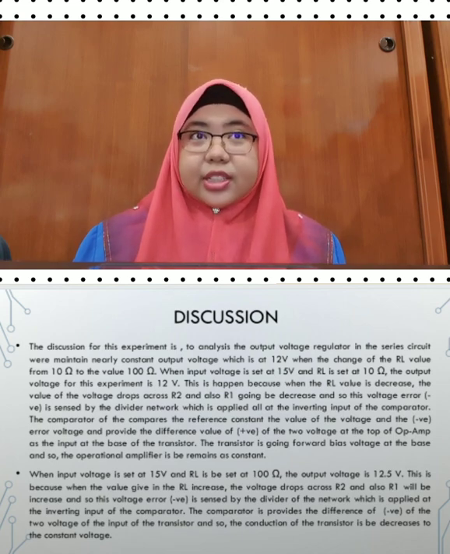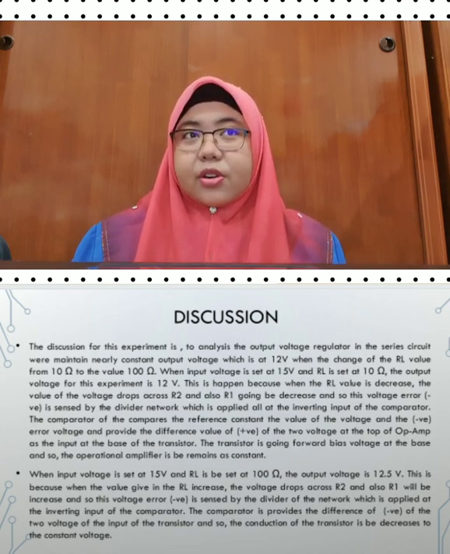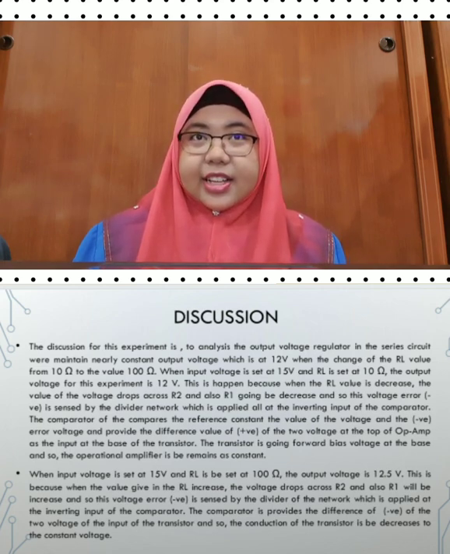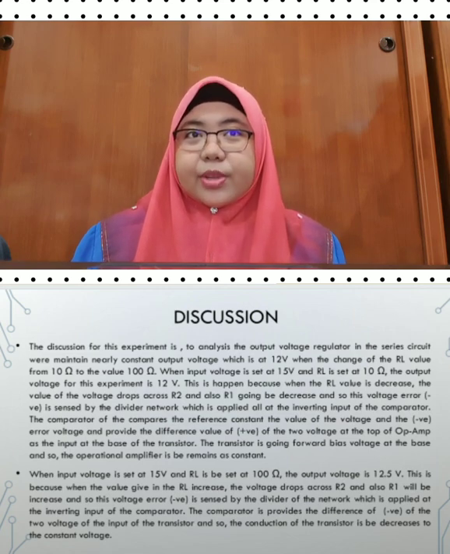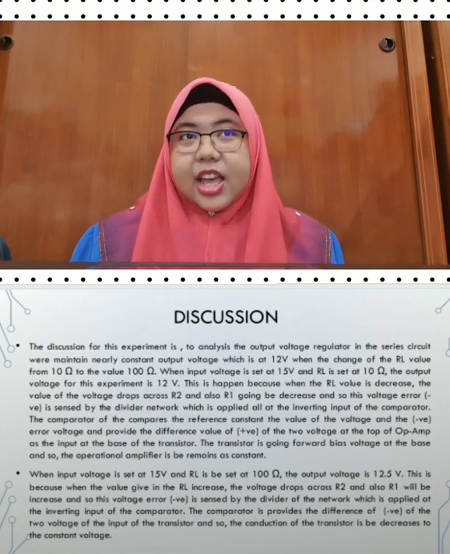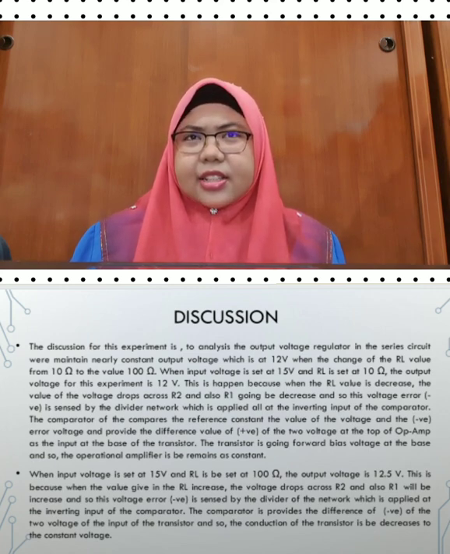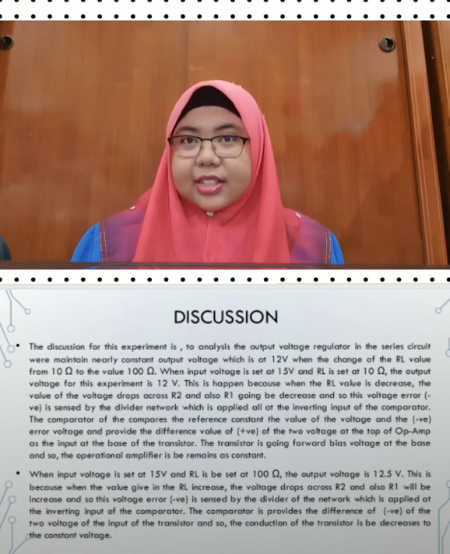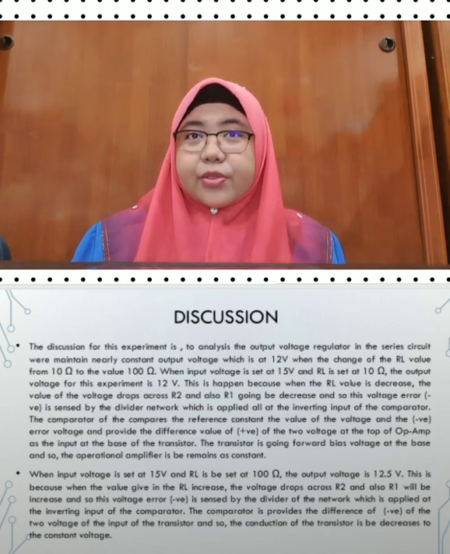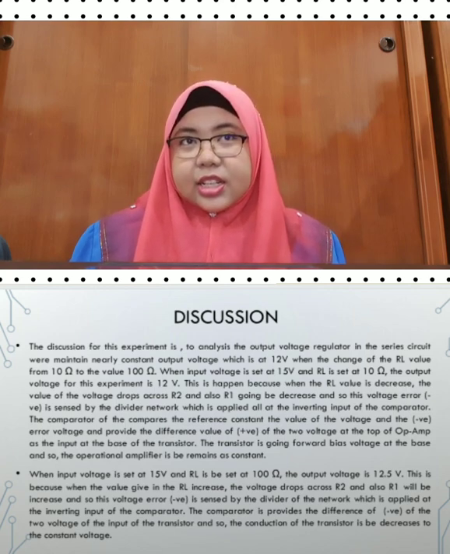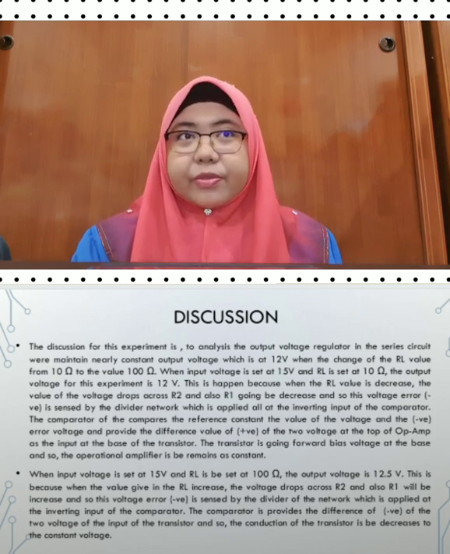The comparator provides the difference of the two voltages, positive and negative, at the top of the op-amp as the input at the base of the transistor. The transistor is going to be forward biased at the base, and so the operational amplifier output remains constant. And when the input voltage is set at 15 volt and RL is set at 100 ohm, the output voltage is 12.5 volt.